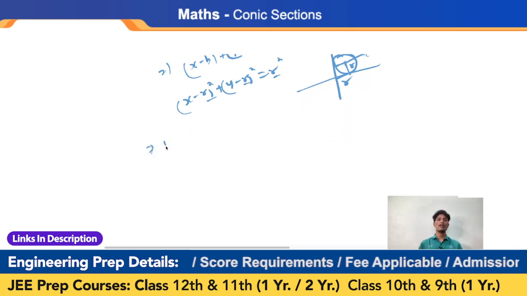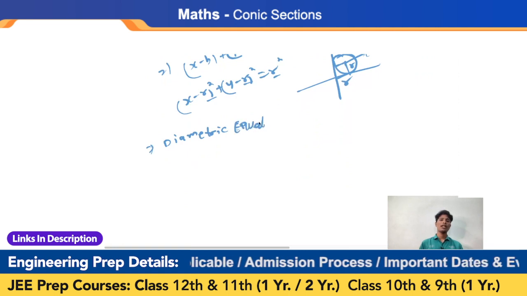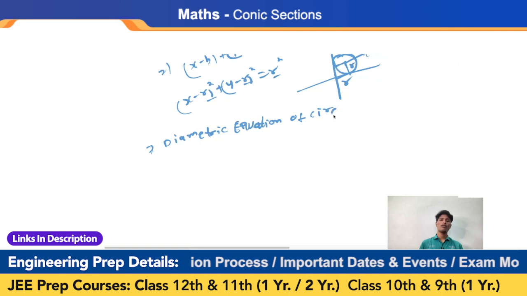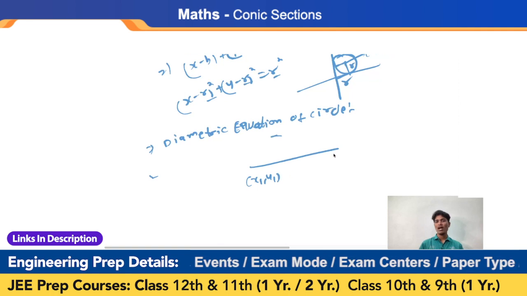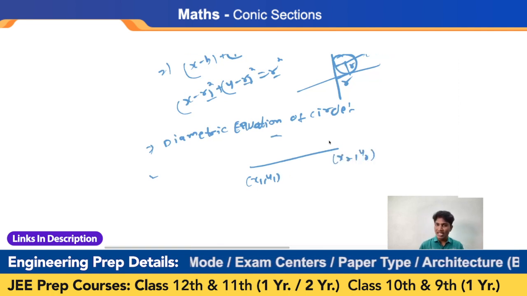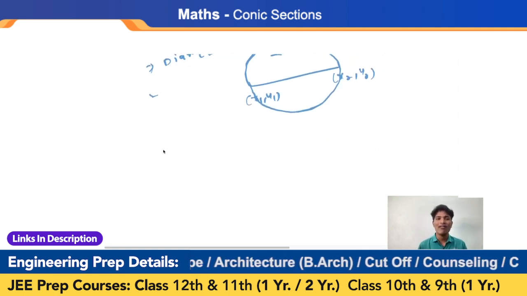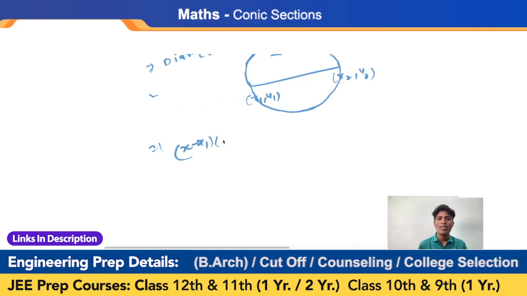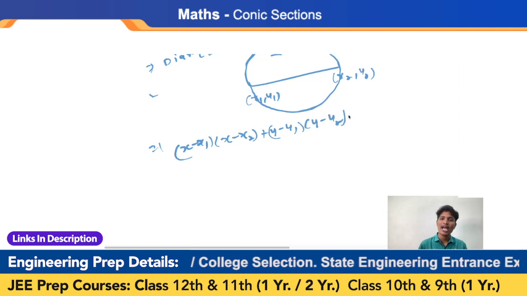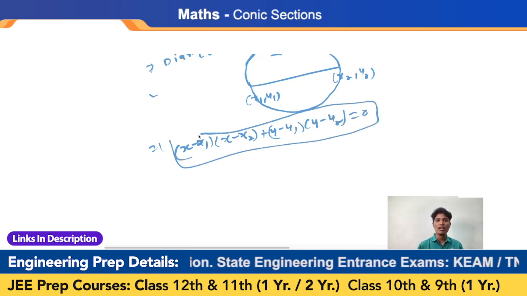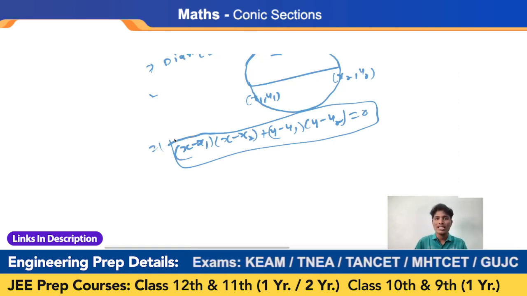And there is another equation, that is the diametric equation of circle. What is the diametric equation of circle? That is when the ends of the diameter are given, that is x1 comma y1 and x2 comma y2 are the ends of the diameter. If these are the ends of the diameter, we can form the circle by using these 2 points, and the equation becomes x minus x1 into x minus x2 plus y minus y1 into y minus y2 is equal to 0. This is the diametric equation of the circle. That is, when the ends of the diameter are given, we can form the circle.